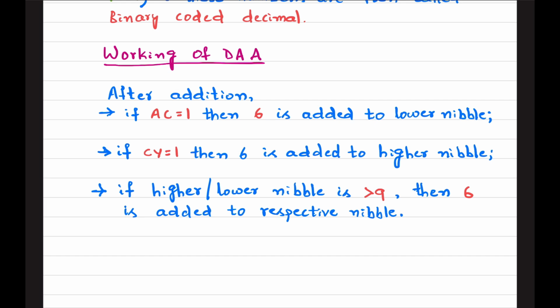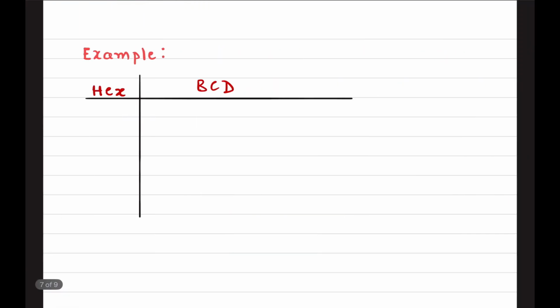Now let us get into an example. Let us consider the number 29H and then 18H, and if we add these two numbers, we are going to get 41 in hexadecimal. Always try to remember, we are trying to perform BCD addition, but we cannot provide the values in BCD. We have to provide the values in hexadecimal only in the 8051 microcontroller.